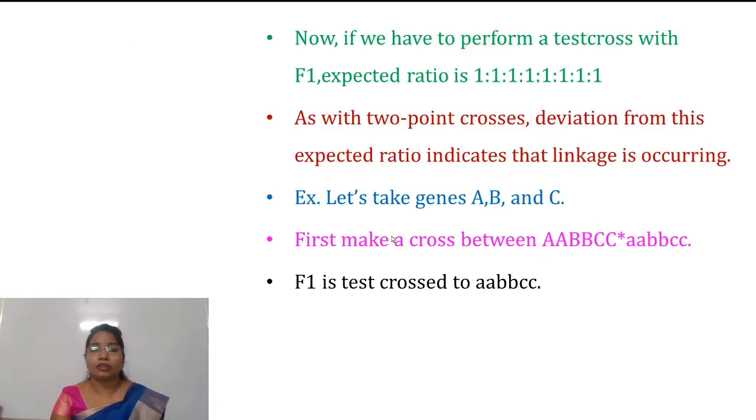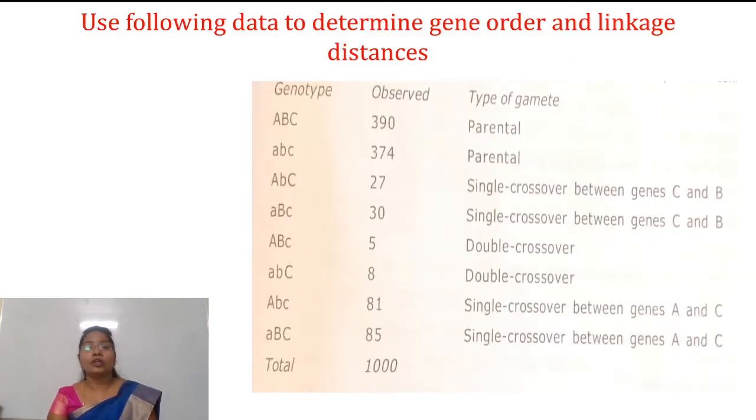Okay. So now if we have to perform a test cross with the F1, for the three-point test cross, the ratio is 1:1:1:1:1:1:1:1. So let's take three genes A, B, C and first make a cross between dominant genes and recessive genes, and then the F1 is test crossed to the recessive parent. Okay, that is the test cross. For that calculation, this is the data given, and from this data we have to determine the gene order and the distance between genes.